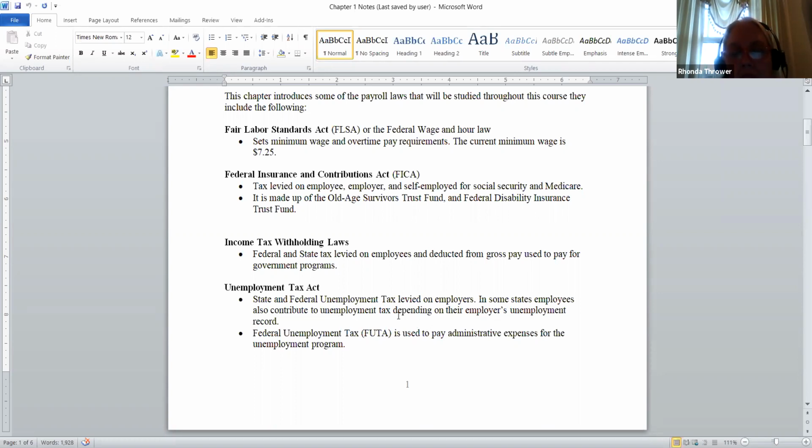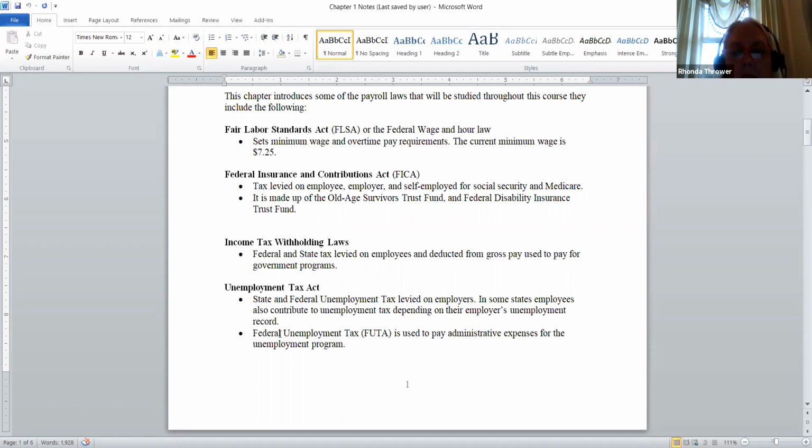In North Carolina, we don't have one of these taxes yet. And that's because our unemployment is not that high. But in states such as California, employees have to pay this tax as well as the employer does. But for our purposes, the general purposes that we're going to use this for in this textbook, this is a tax that would be levied on the employers.